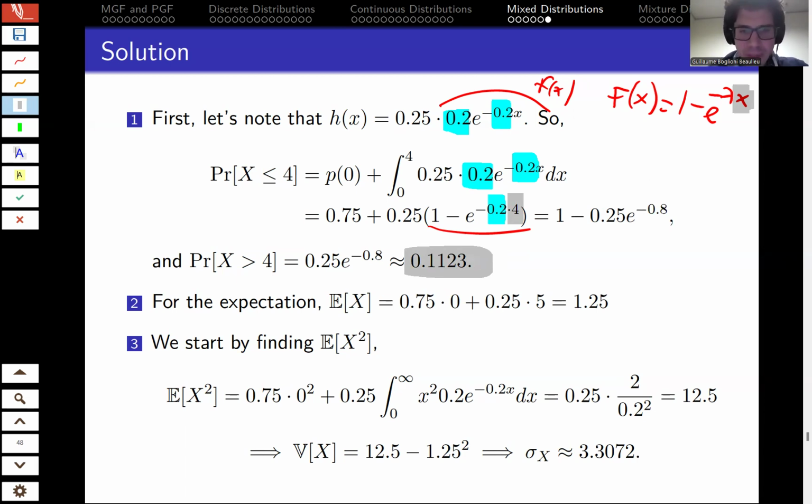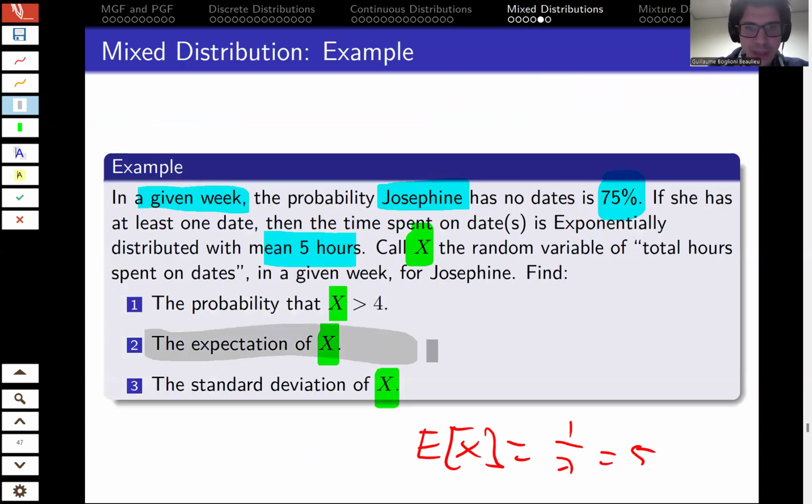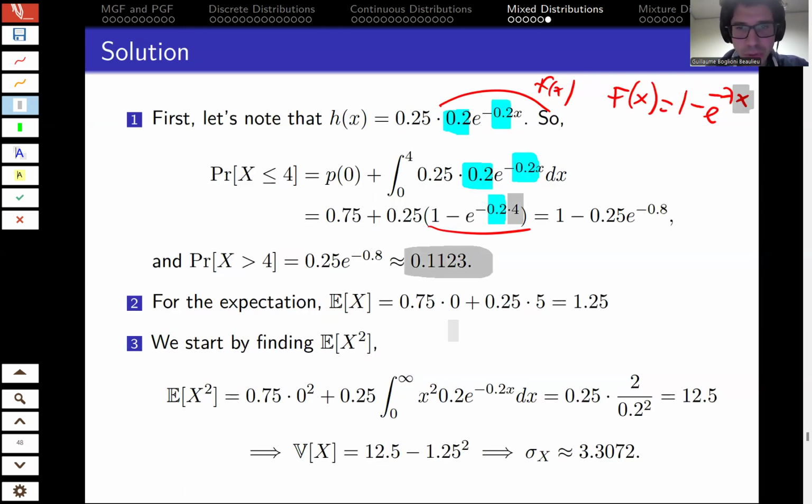Now that's for the probability. The second question was the expectation. I use the word expectation. You could call this expected value. Maybe I'll switch back and forth as well. It means the same thing.